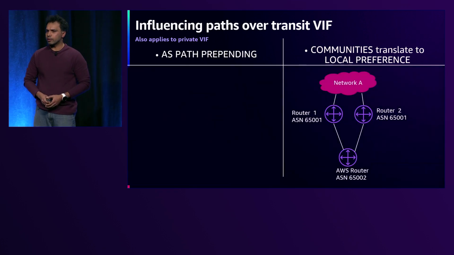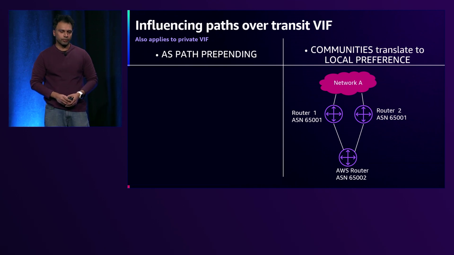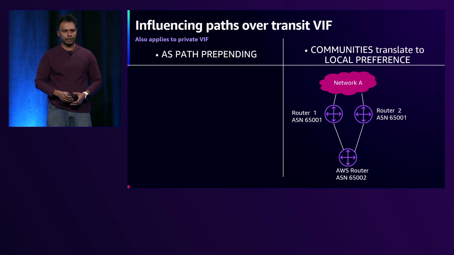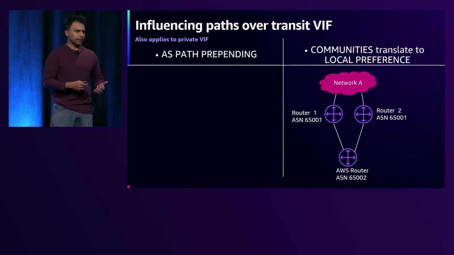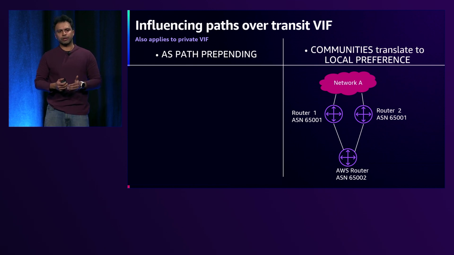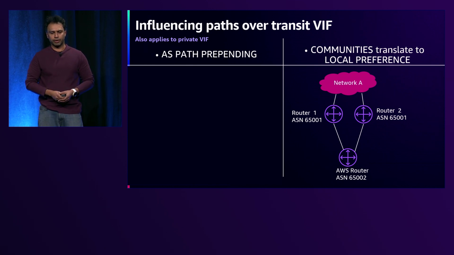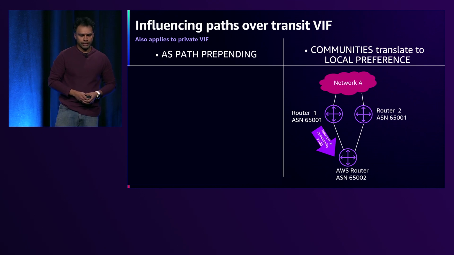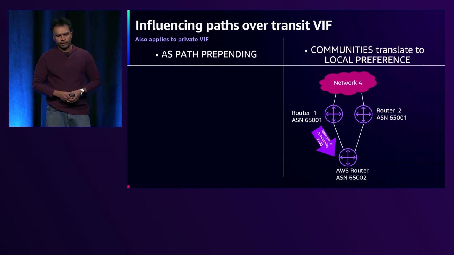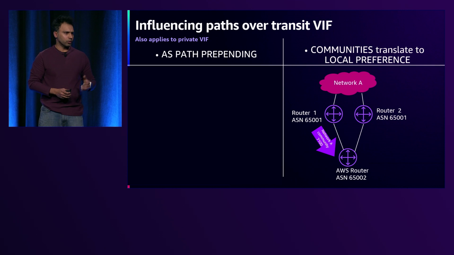The second mechanism of prioritizing routes or influencing traffic paths is by using local preference. So in the Direct Connect world, you have BGP communities that translate into local preference. The scenario remains the same. You have network A, you have an AWS router at the bottom that has 2 paths, and you want to pick one path over the other.